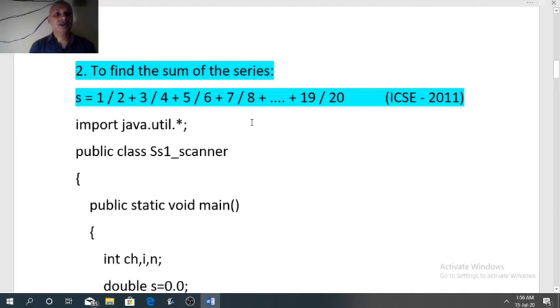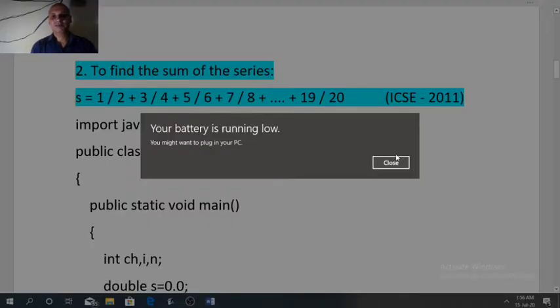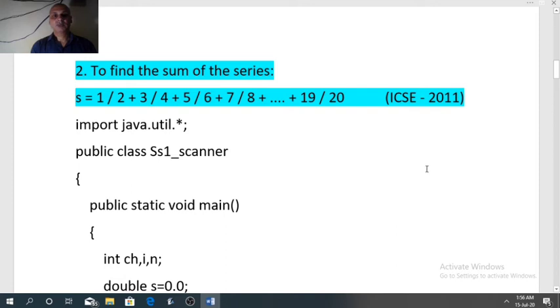We can design the logic in two ways. We should either control the numerator or the denominator using the loop.